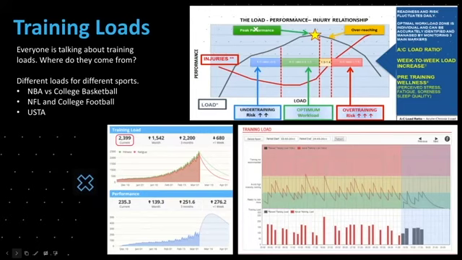It's very messy. It's very crowded, right? Everybody's trying to talk about all this load management stuff, but do they truly understand what load management is? There's a lot of talk about acute to chronic ratios, and there are papers out there. I had the pleasure, at the past NBA combine, of being on a panel with Tim Gabbett, who made the acute to chronic ratio popular.